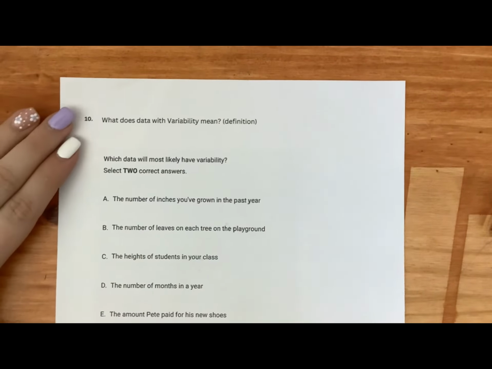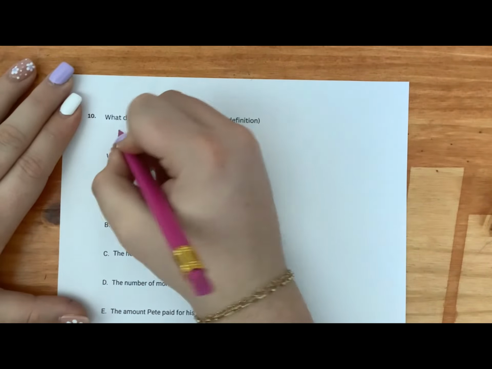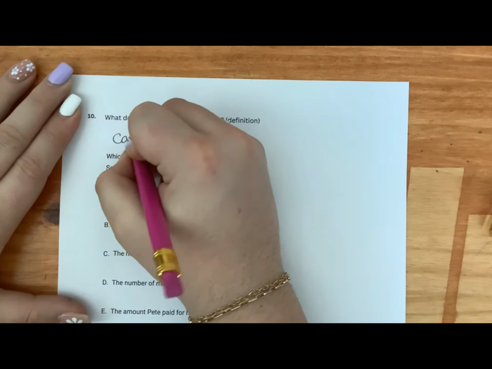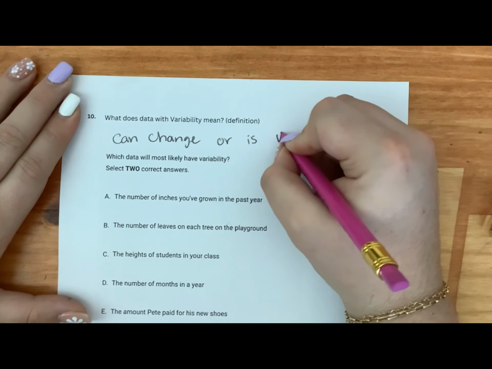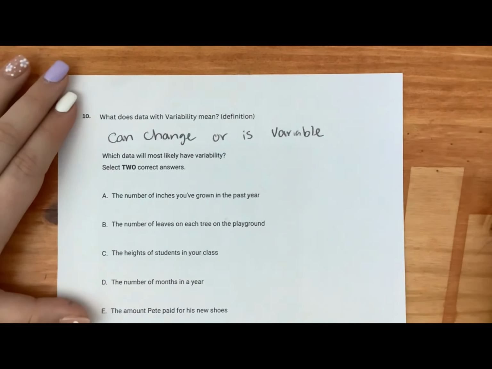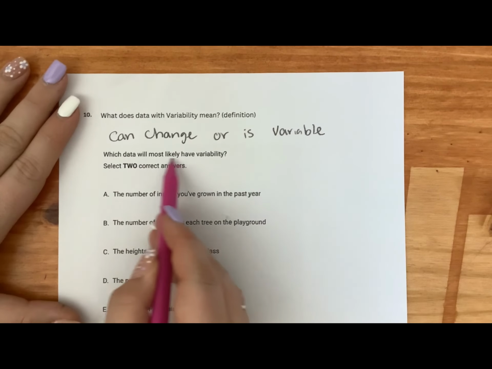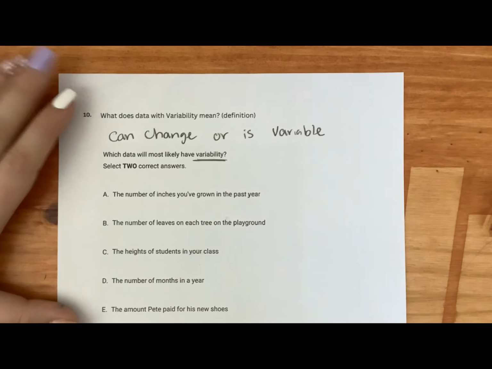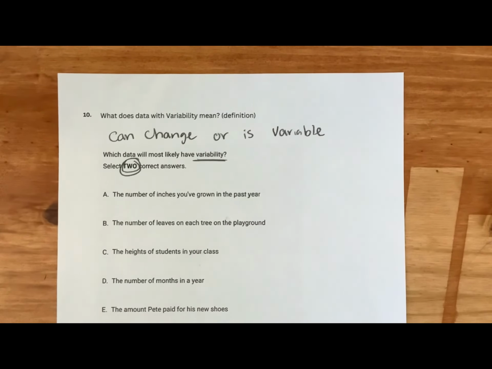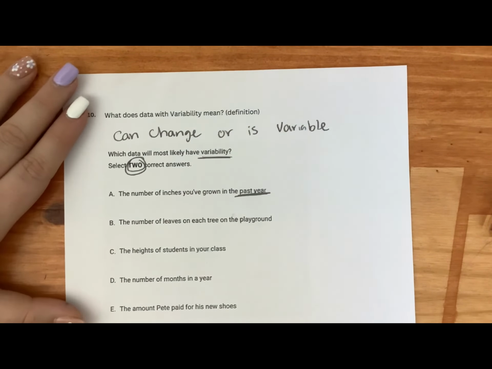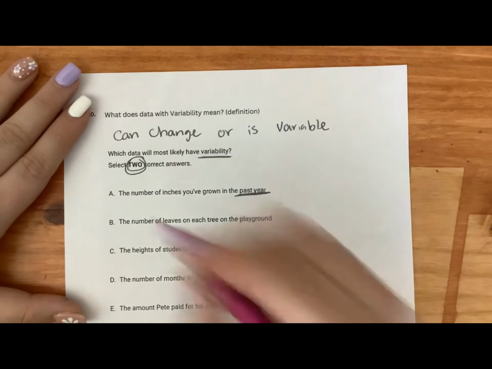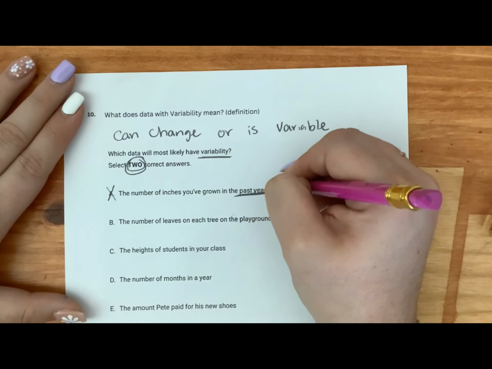Okay, last but not least, number 10. It says, what does data with variability mean? Variability means can change or is variable. It's not always going to be the same. It says which data will most likely have variability. There are two correct answers. A is the number of inches you've grown in the past year. I cannot change how much I grew last year, so this is going to be non-variable.